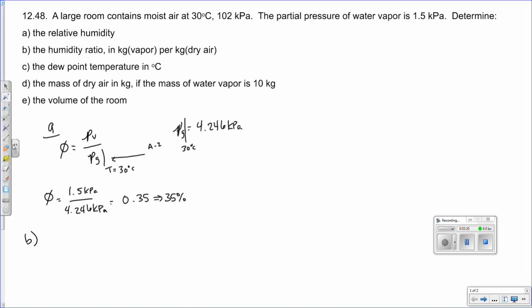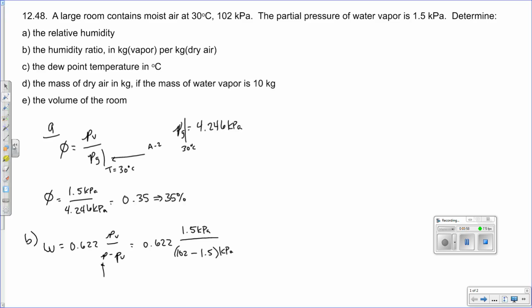The humidity ratio, well, we have an equation that relates relative and absolute humidity to one another, or we can just say that the humidity ratio, the absolute humidity, is 0.622 times PV over P minus PV, where this P here is your total pressure, your atmospheric pressure. Plugging in 0.622 times our vapor pressure, that's provided, 1.5 kilopascals, divided by our total pressure, again, that's provided, that's 102 kilopascals, minus 1.5 kilopascals.